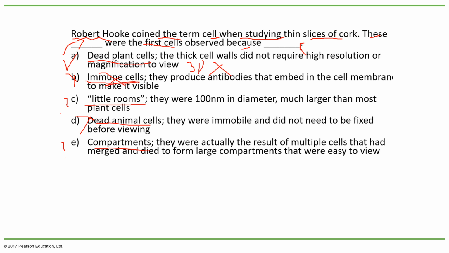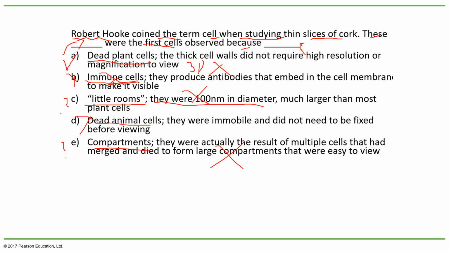B is already wrong because here they were 100 nanometers in diameter, much larger than most plant cells. This doesn't make any sense. And nanometers is very small, so that is wrong. They were actually the result of multiple cells that had merged and died to form that. That is not true. So here the best answer will be A.